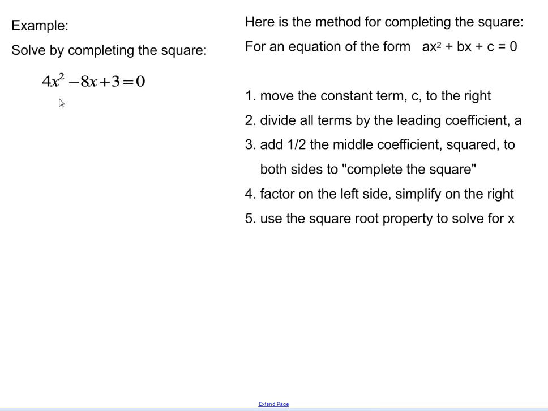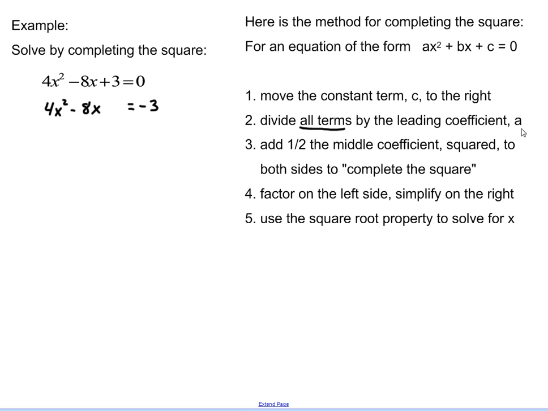So we've got 4x squared minus 8x plus 3 equals 0. That's the right form, so how do we do this? Well, it says the first step is to move the constant term c to the right. So for us, that means we're going to subtract 3 from both sides of our equation to rewrite this equation like this: 4x squared minus 8x equals negative 3.